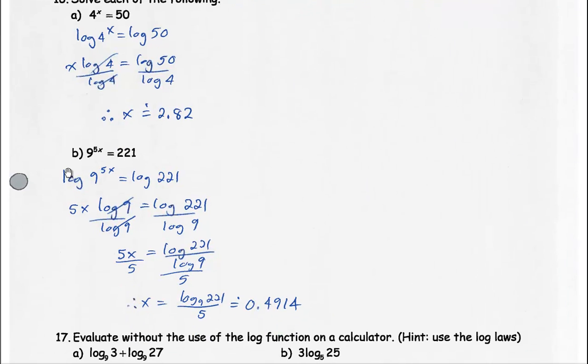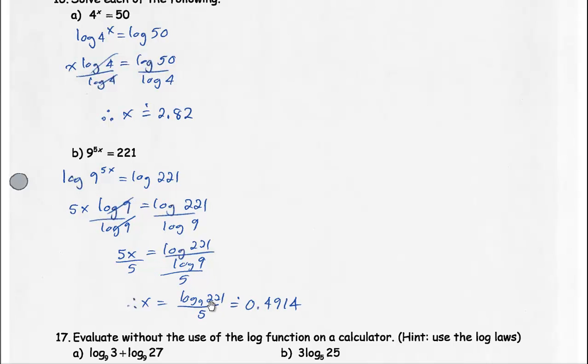For number 9, again, the x is in the exponent. So we take the log of both sides and bring the 5x down. So 5x log 9 equals the log of 221. And then divide out the log of 9. And so they divide out. So we get 5x equals the log of 221 over the log of 9. And now I want to solve for x. So I divide out the 5. So it's going to be this log 221 over log 9 and then divided by 5.